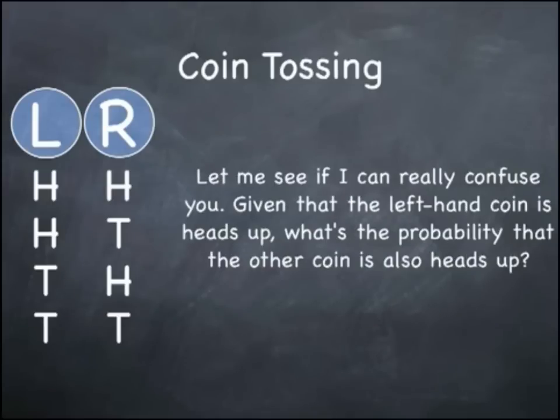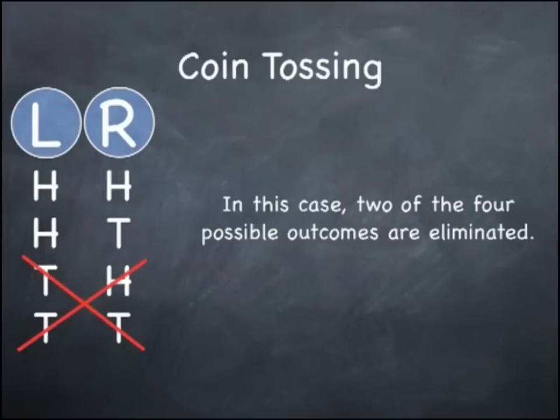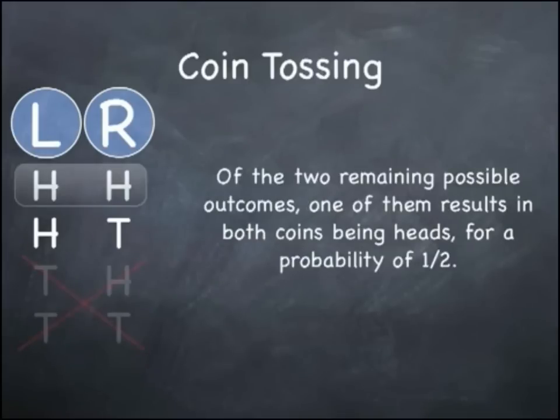Let me see if I can really confuse you. Given that the left-hand coin is heads up, what's the probability that the other coin is also heads up? Be careful, this is not the same question. In this case, two of the four possible outcomes are eliminated. Of the two remaining possible outcomes, one of them results in both coins being heads for a probability of 1/2.